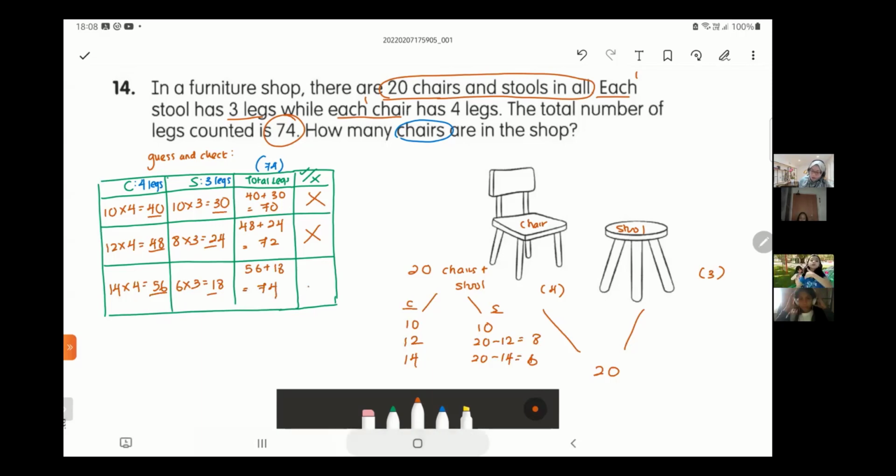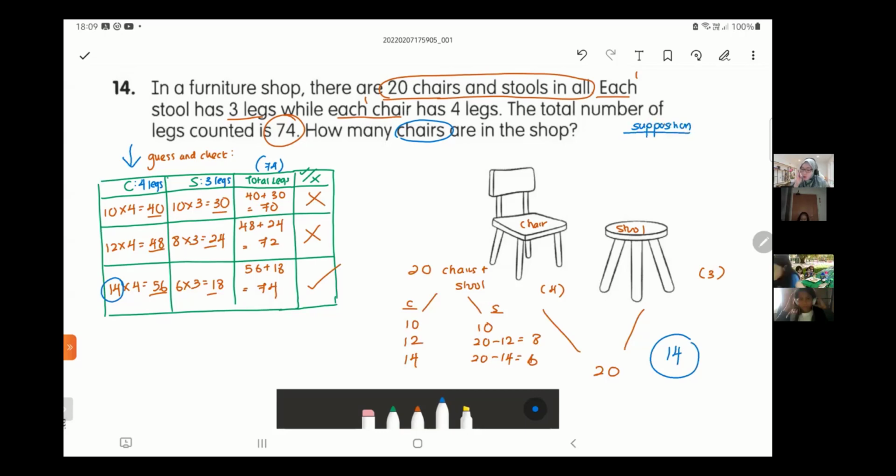Is it 74? Yes. So how many chairs are there in the shop? We look at chairs, the correct one just now. How many chairs? 14 chairs. The answer is 14 chairs. This is your answer. Another method is via supposition. This is method number 2, supposition.